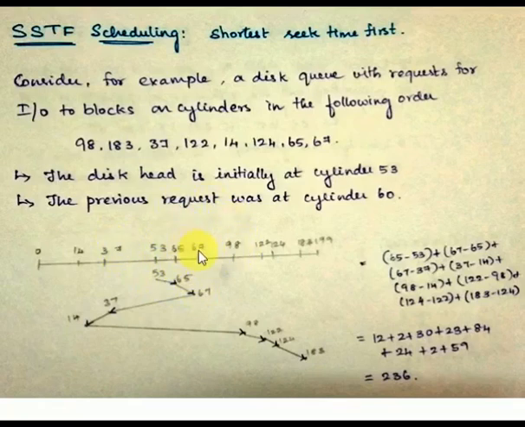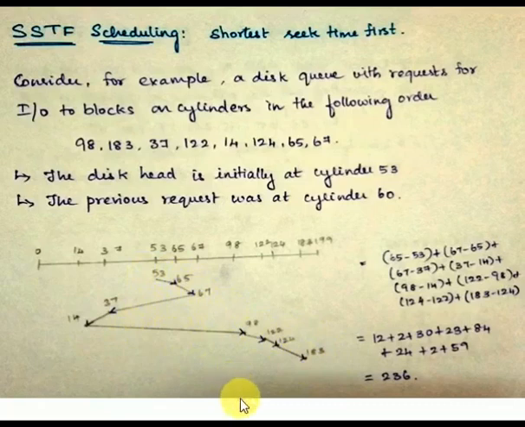If we go for 98, the distance would be 31, and if we go for 37, it will be 30. So we are choosing the next minimum distance, 37. So from 67, the rotating arm moves to 37. From 37, it moves to 14. And from 14, it moves to 98. From 98 to 122, from 122 to 124, and from 124 to 183. So this is how the SSTF algorithm works.